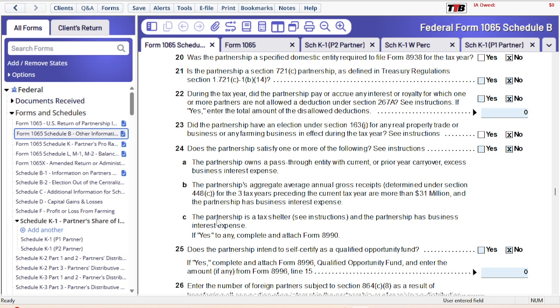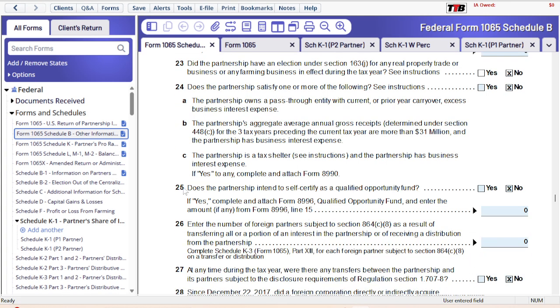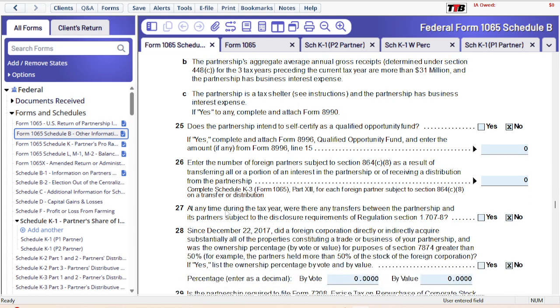Here we are going to click no, but they say if it's yes to any, complete Form 8990. So 25. Does the partnership intend to self-satisfy a qualified opportunity fund? We are going to put no. Enter the number of foreign partners. We are going to just skip that one. At any time during the tax year was there any transfer between the partnership and its partners subject to disclosure? We are going to say no.